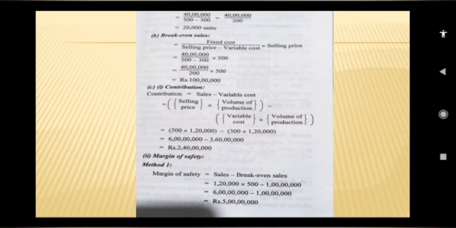Another one, MOS, margin of safety. Method 1: sales minus break even sales. Sales equal to 1,20,000 into 500, that is 6 crores, minus break even sales 1 crore, equal to 5 crores.